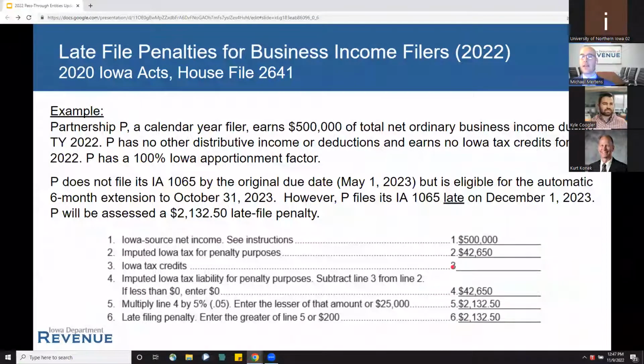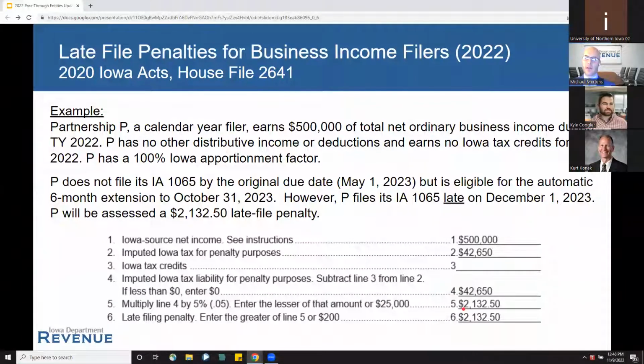Because it's filed late, it is subject to that new late file penalty that I just discussed. And when you run those income amounts through that penalty calculation, what you get is an imputed Iowa tax of $42,650. Then you multiply that by the 5% penalty rate, and you would get a penalty of $2,132.50 imposed on this partnership for filing late in Iowa. So this is a big change.